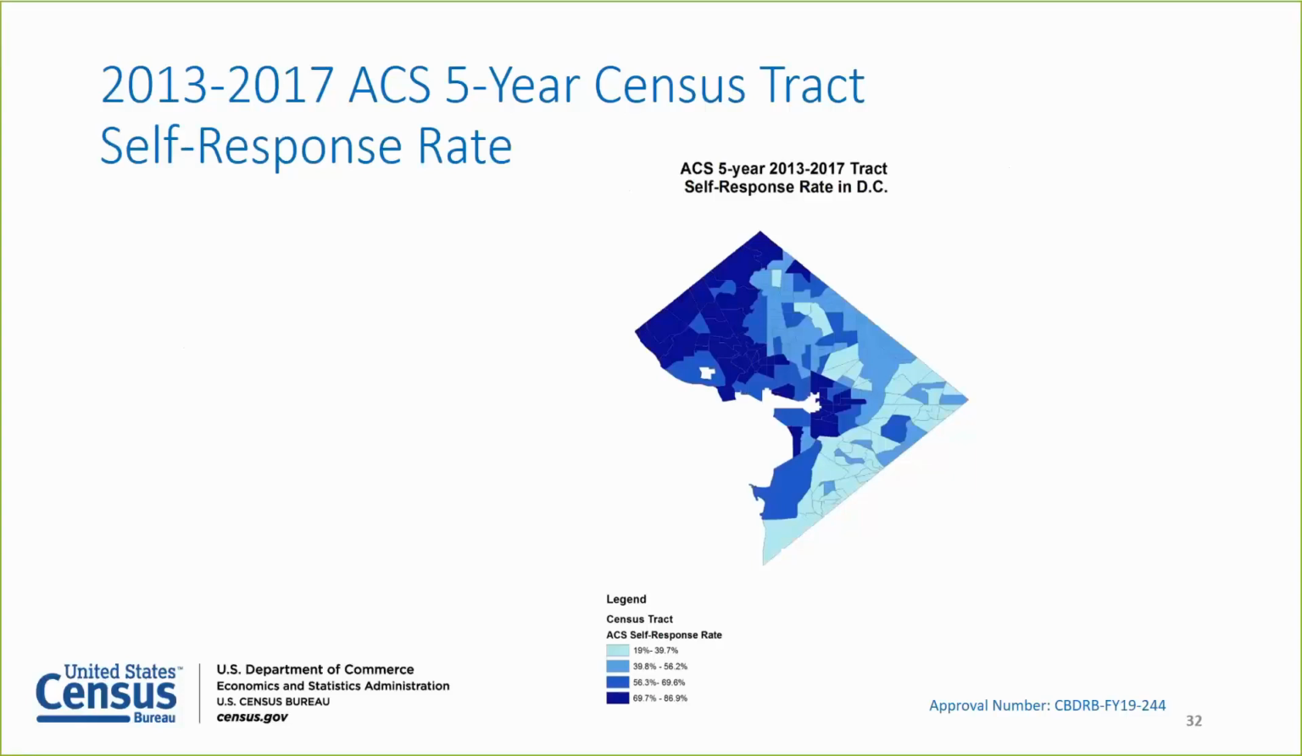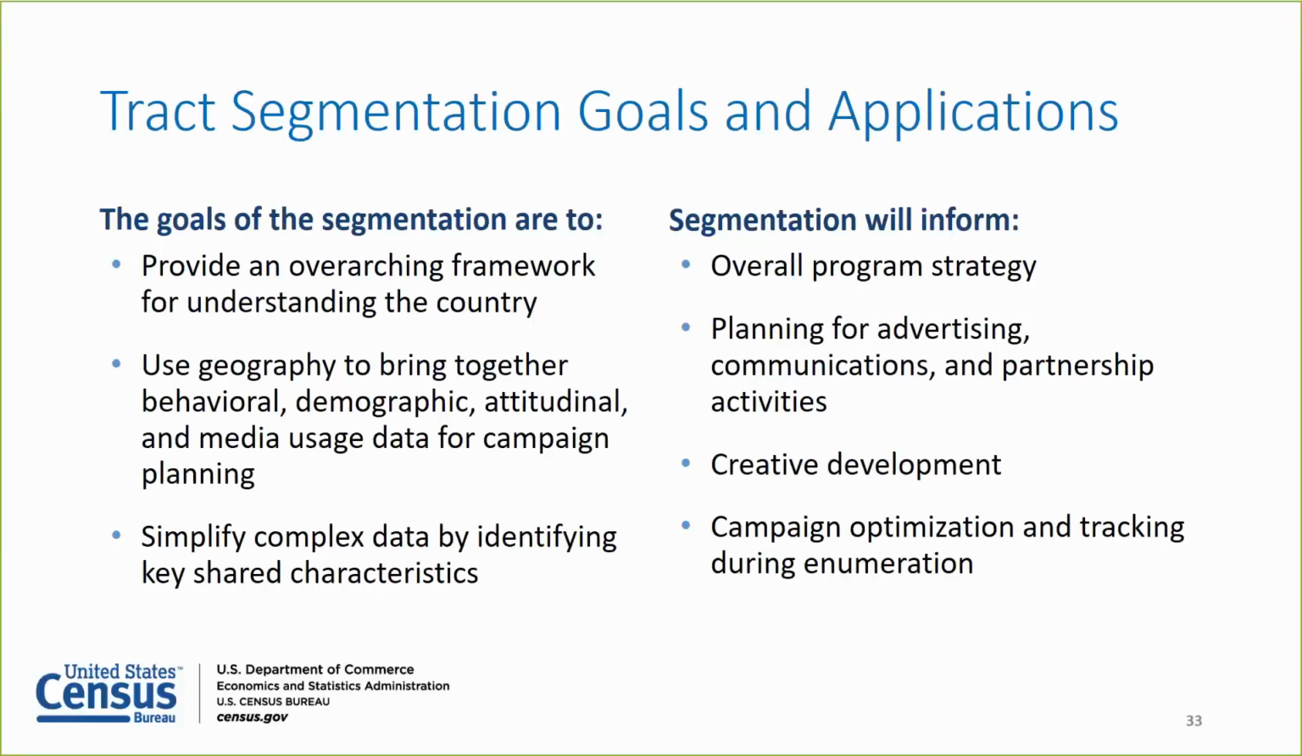So the self-response rate, I should add here, that you're seeing includes internet, phone, and mail. So it's non-interviewer, basically. It's all combined. Okay, so this tract segmentation. The goals of our segmentation are to provide an overarching framework for understanding the country, because it's not enough to just know they're going to have high non-response. We need to know more about them to reach them, to motivate them.